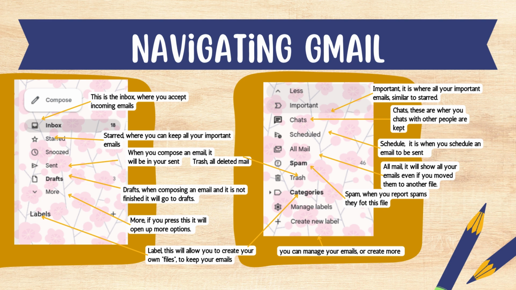Then we have chats. These are where you can chat with other people. Gmail allows you to chat with other people who also have Gmail. Then we have scheduled. So you can schedule when you want a certain email to be sent, only if you're sending that email.